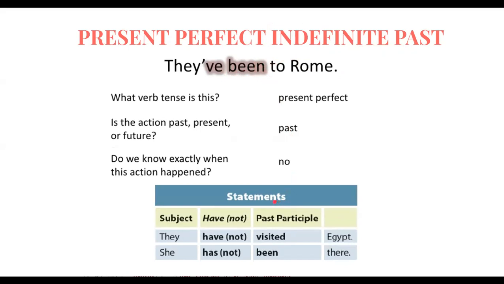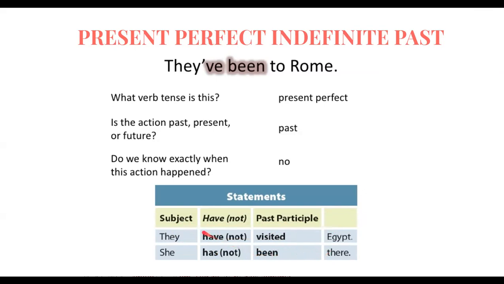And well, as I said before, we can create examples using the present perfect for indefinite past, using a subject followed by the corresponding auxiliary, followed by the verb in the past participle and the complement. So I can say, they have visited Egypt. Do we know when this happened? No, we don't know when this happened. She has been there. Do we know when she has been there? No, we don't know exactly when this action happened.